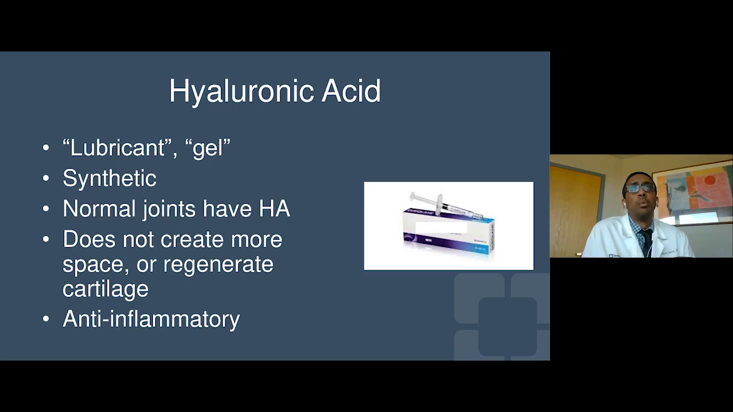Okay, so when we lose that hyaluronic acid, and that decreases when we do get arthritis, we lose the amount and we lose the concentration level, which is important for its efficacy. So when we lose that, we're losing some anti-inflammatory effects, and again, losing some of the smooth surface, losing some of that lubrication. Hyaluronic acid injections do not create more joint space, and they do not regenerate cartilage. Okay, so we want to clarify that part. And like I said, it does have anti-inflammatory components in it.